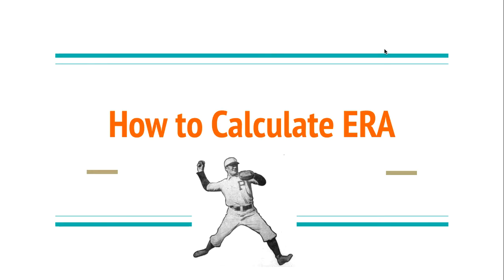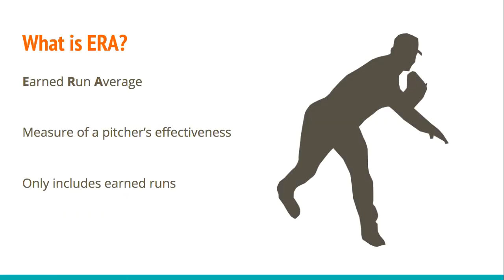In this video, we will learn how to calculate ERA. ERA is a baseball statistic. ERA stands for earned run average. It's meant to measure a pitcher's effectiveness.